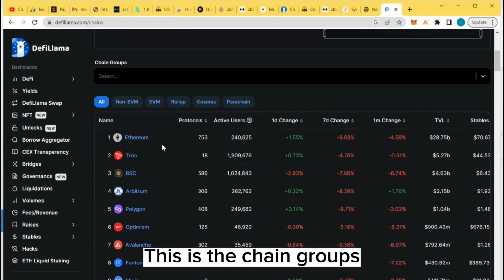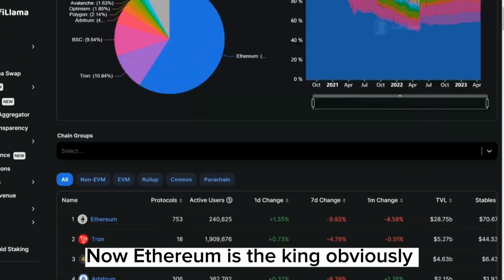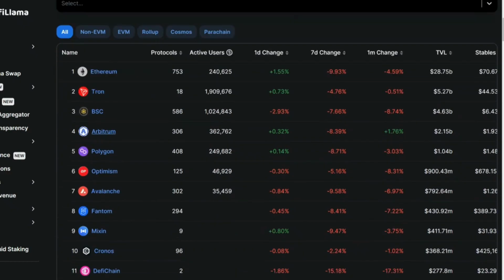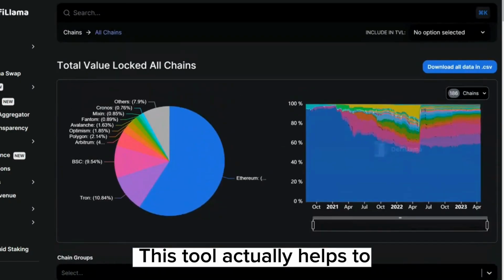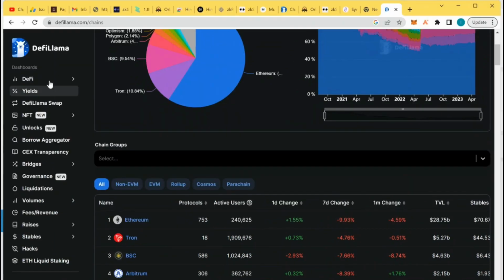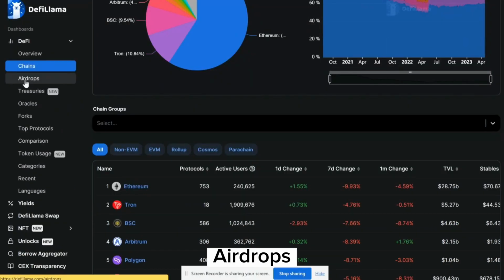Now, this is the chain groups. Ethereum is the king, obviously, which has over 27 billion locked in it. Now you see Arbitrum is pulling a lot of weight recently. It's moving, and this tool actually helps to determine the chain which people use more often, the chain people trust more to save or lock some liquidity inside to maybe earn rewards or maybe just to hold their bags.